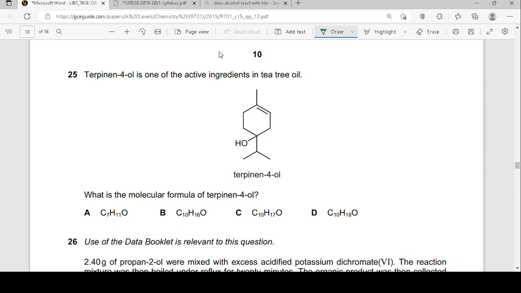Terpinen-4-ol is one of the active ingredients in tea tree oil. Which is the molecular formula of terpinen-4-ol? So we just have to count. 1, 2, 3, 4, 5, 6, 7, 8, 9, 10, 10 carbon atoms, so C10.